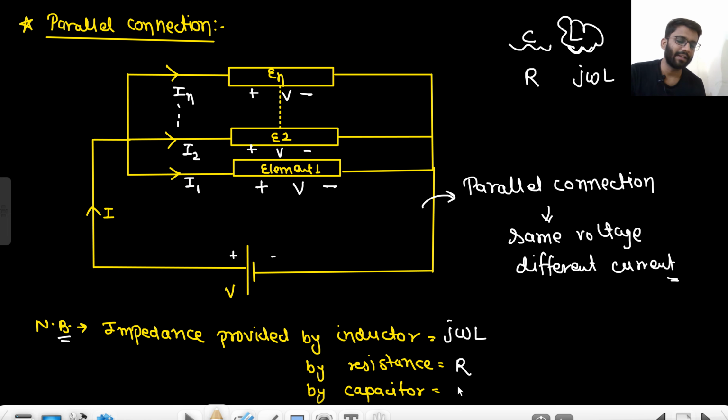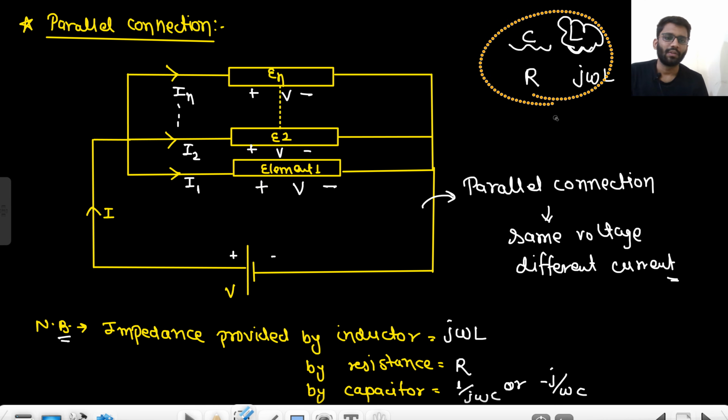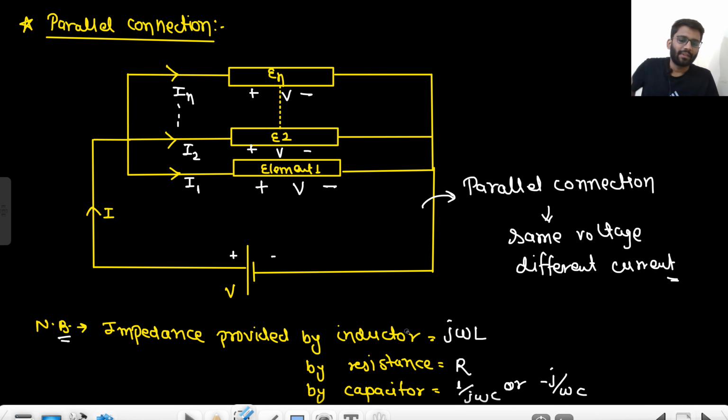And what is the impedance provided by a capacitor? It is 1 by j omega C, or you may write it minus j by omega C. J goes up, so minus sign. So minus j by omega C. So these are the impedances provided by the inductor and the capacitor. And by resistance, this is R. And all of them will have the unit of ohm. R has a unit of ohm because the impedance has the unit of ohm only.